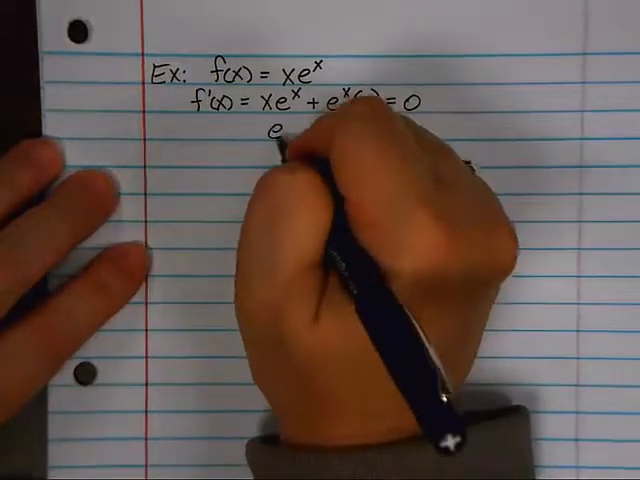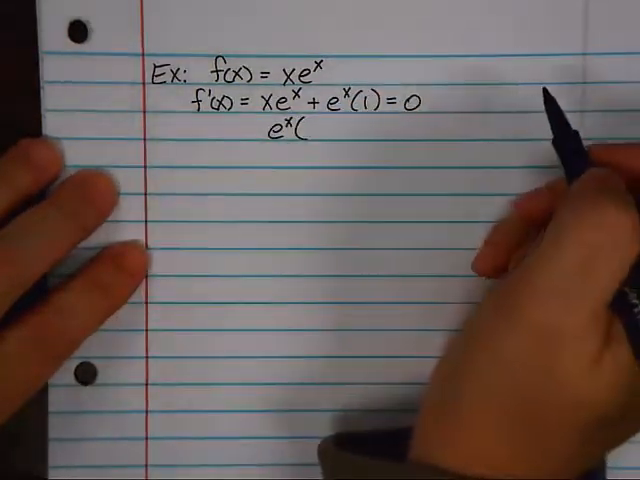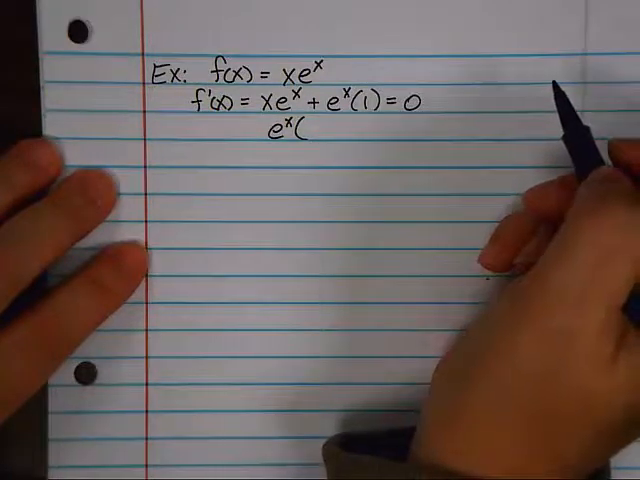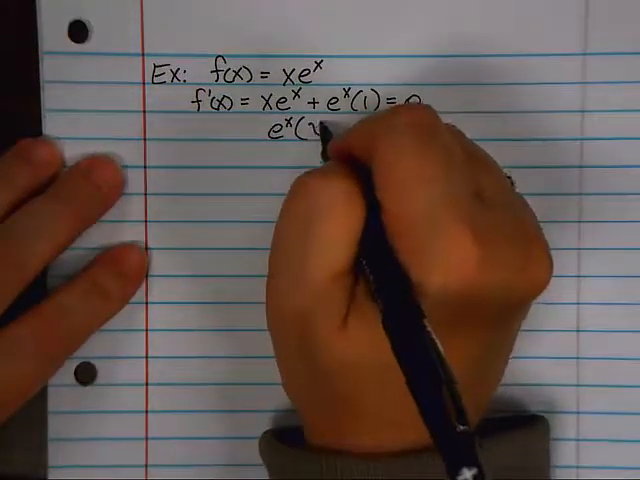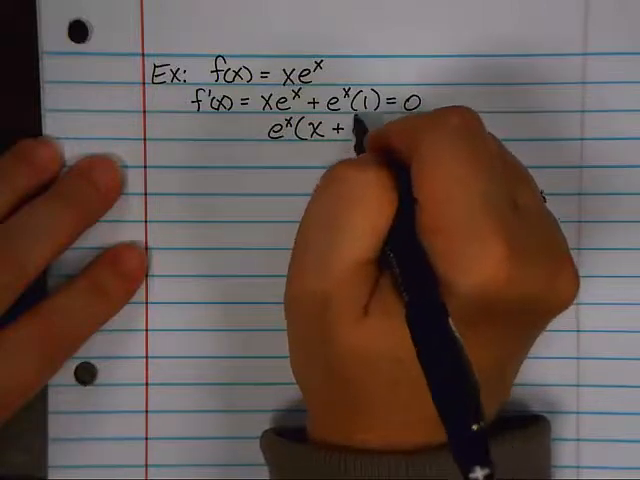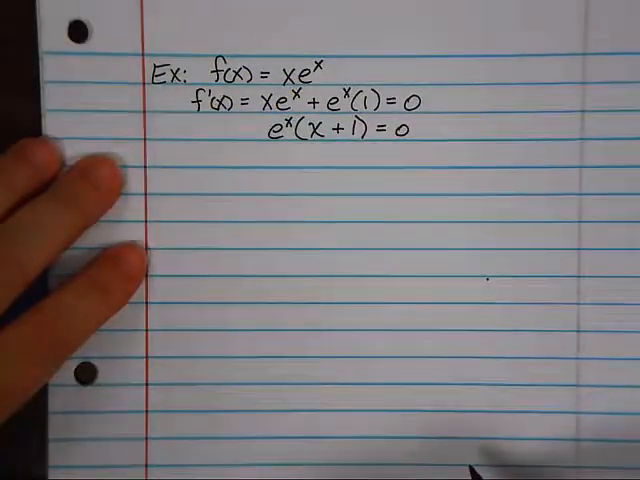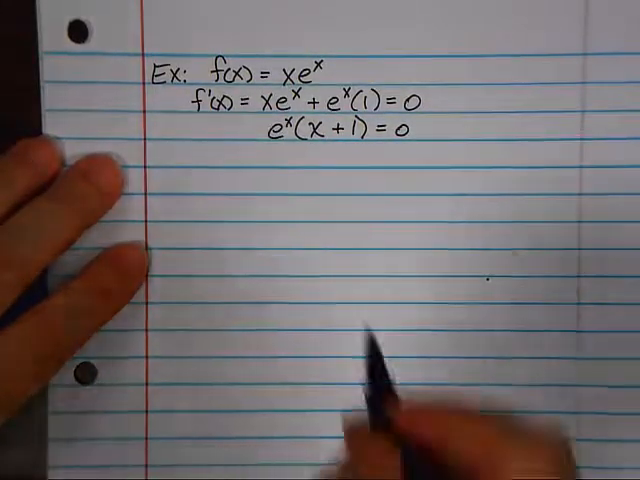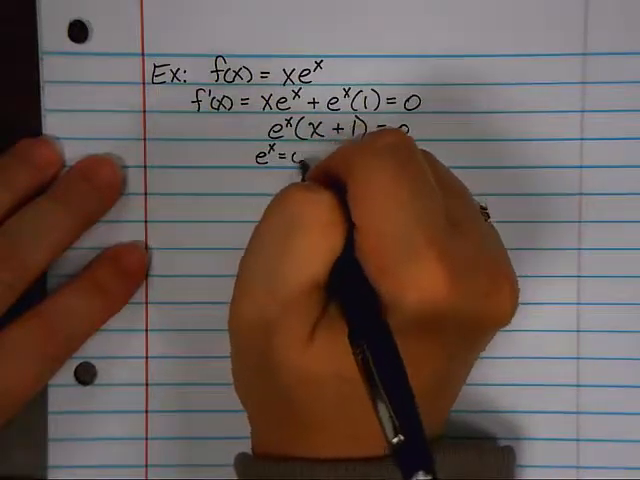Take out an e to the x. Always look for greatest common factor. If you don't know where to go, that's your first step every time. So that leaves me with x plus 1 equals 0. Agreed? Okay. We need to set each one of these equal to 0.